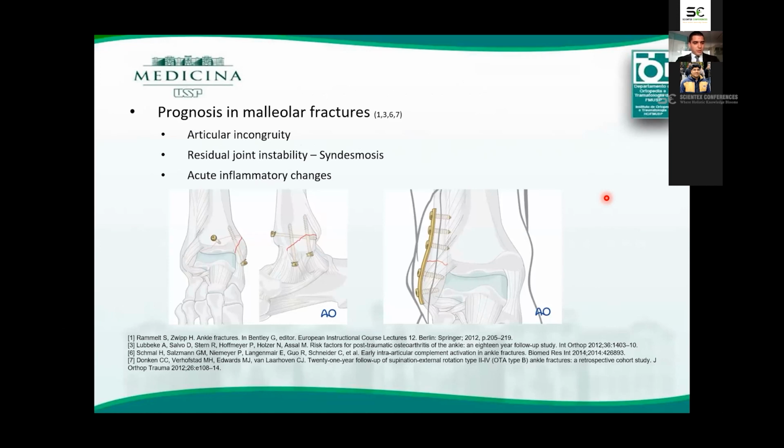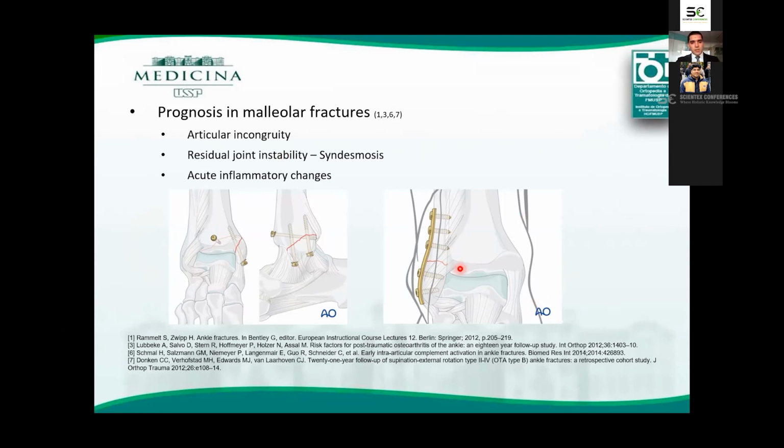There are negative prognostic factors that have been identified in the treatment of ankle fractures. They are articular incongruity and increased pressure on the chondral tissue, residual joint instability, especially syndesmotic, and acute inflammatory changes in the ankle joint. Besides, the most important factor is the damage caused by the acute injury to the articular cartilage, which may lead to joint degeneration despite an accurate and anatomical reduction.